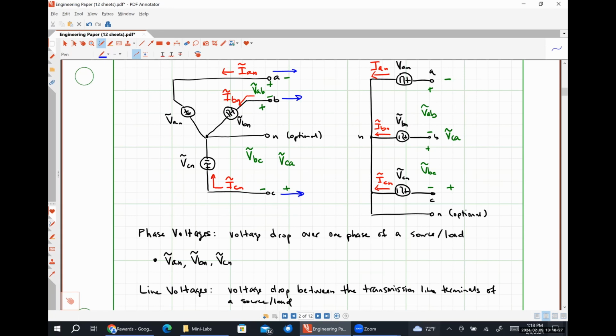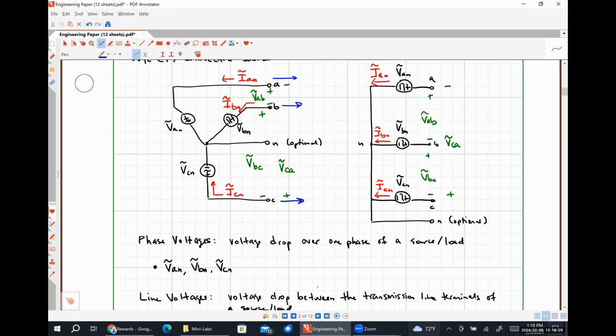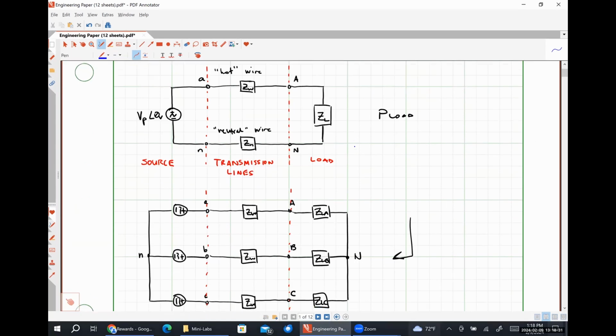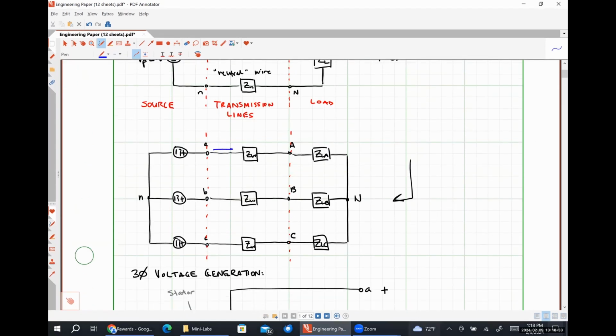So if we had a system, I can show you up here. This would be a line current. So this current lowercase i capital A would be a line current because it is a current flowing down the transmission line from the source to the load.